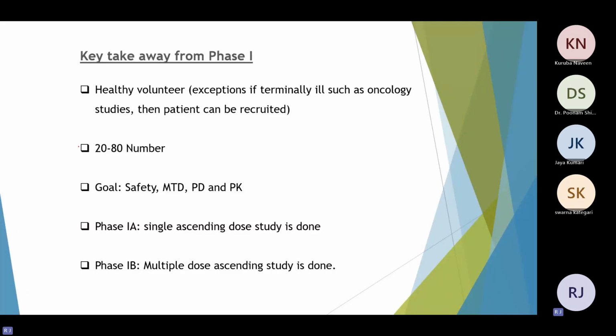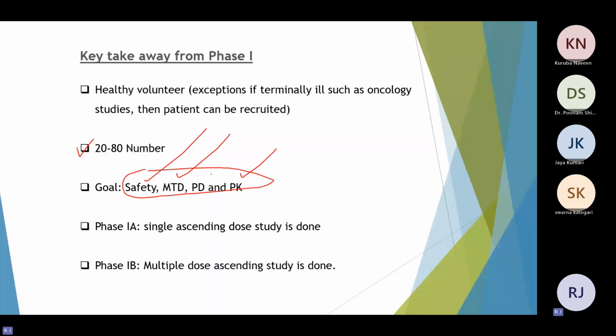And how many people are recruited? As I said, 20 to 80 people. This number may differ, but it will always be less than 100. And what is the goal of phase 1? Mainly safety, then MTD, then PK. Okay, leave PD for now.